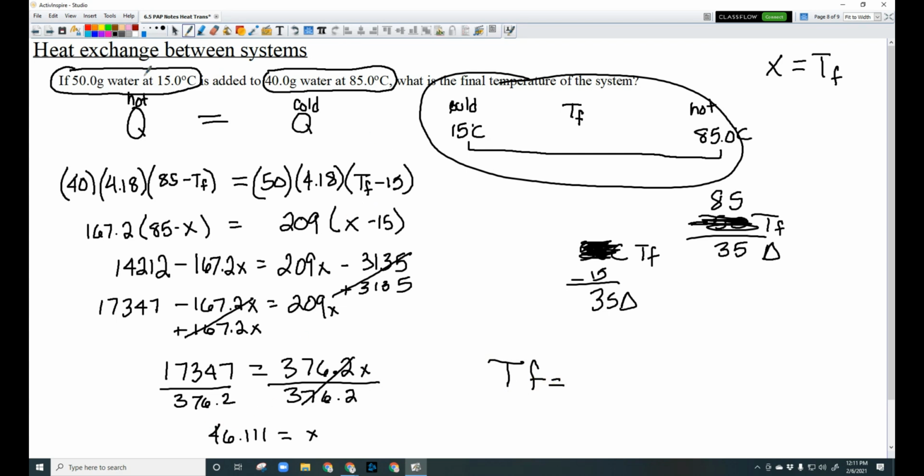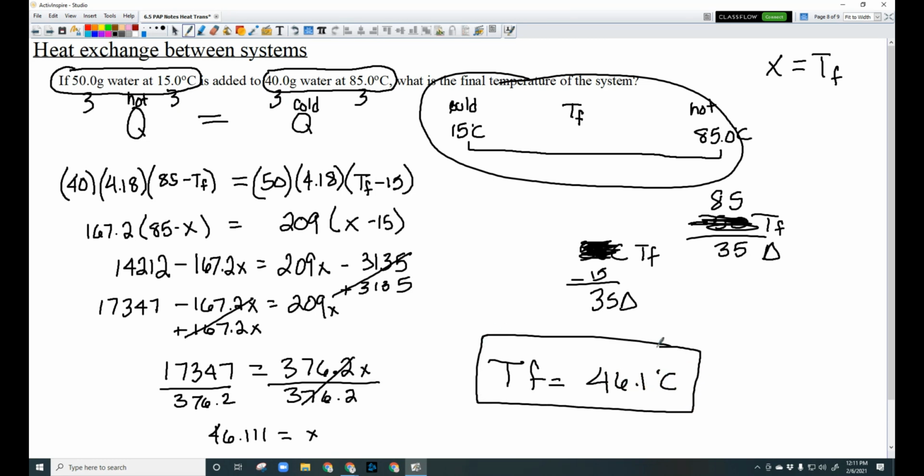Well, how many sig figs do we need? 3, 3, 3, 3. So it looks like 3. So it's 46.1 degrees Celsius. Okay. Now this can be used with anything. It doesn't have to be, like I said, 2 cups of water. It could be ice and water. It could be an earring and coffee. It could be any 2 systems.